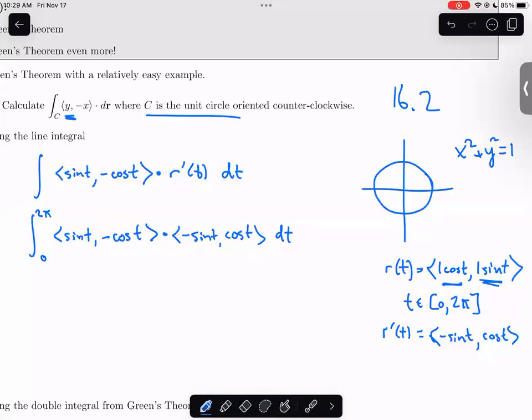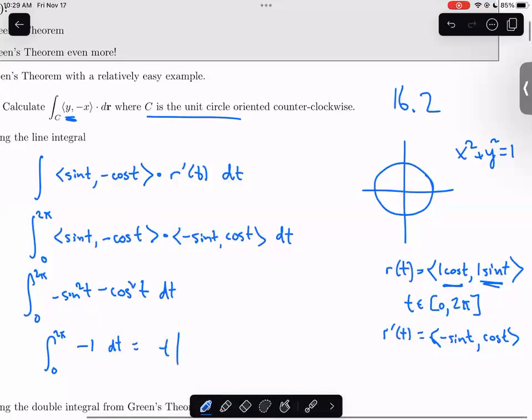And now we're getting to the point where it's time to evaluate. So let's do our dot product here. This is going to be negative sine squared minus cosine squared. And for our first problem of the day, this is quite a nice one, right? Because if you factor out that negative, you have sine squared plus cosine squared, and so that's just negative 1. So when I integrate negative 1, I'm going to have negative t evaluated from 0 to 2 pi. And so I'll have negative 2 pi minus 0.